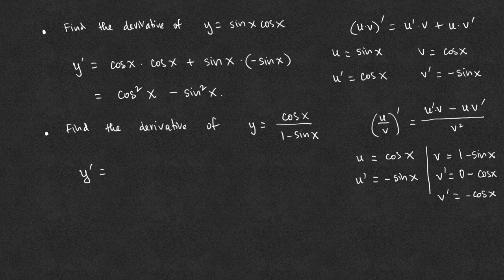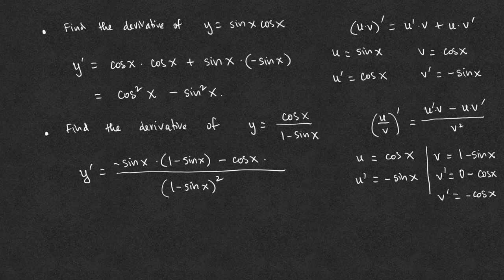y prime is therefore, first we square the denominator, which is 1 minus sine of x, the quantity squared. The numerator is u prime times v minus u times v prime, where u prime is negative sine of x times v, which is 1 minus sine of x, in parentheses, minus u, which is cosine of x, times v prime, which is negative cosine of x.